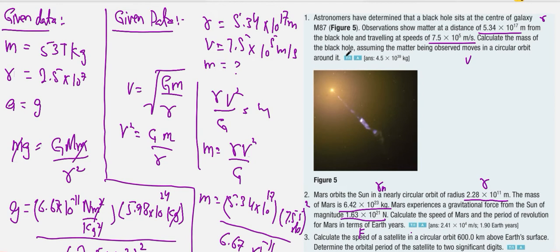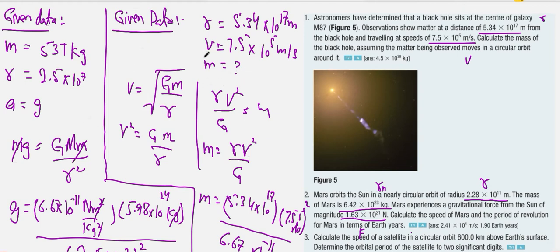So what we will do for this is we will simply write down the given data, which is r is equal to 5.34 into 10 to the power 17 meter. Then velocity is 7.5 into 10 to the power 5. Then we have to find the mass, which is question mark.